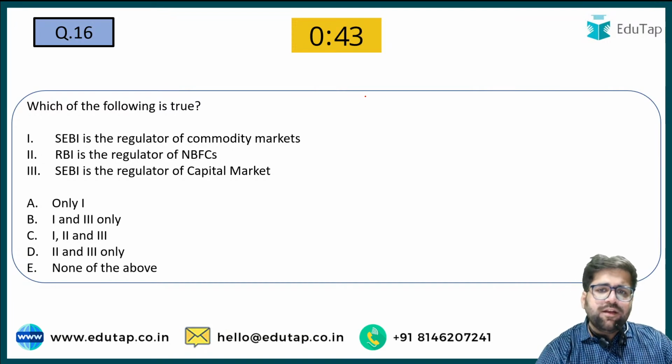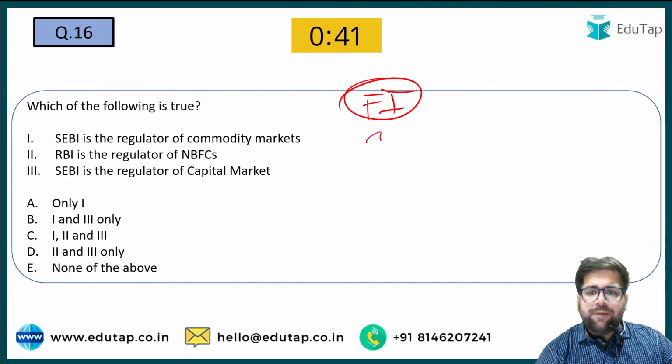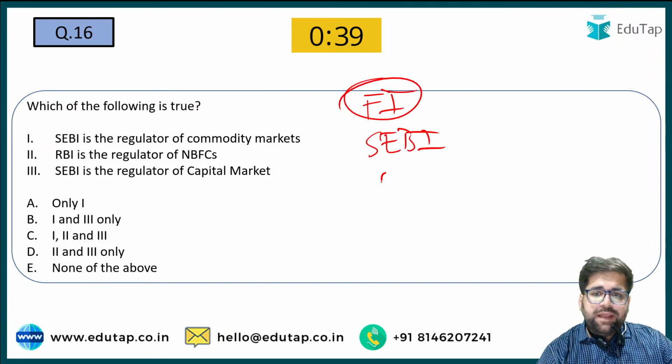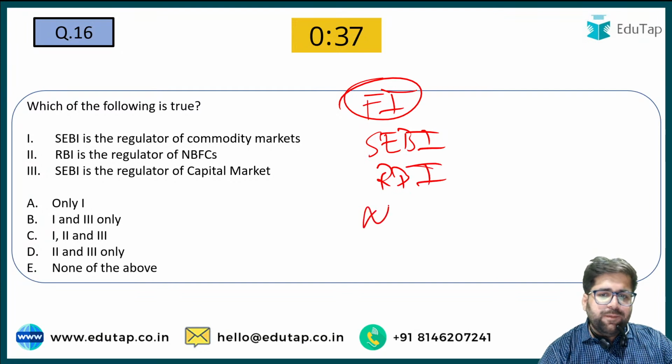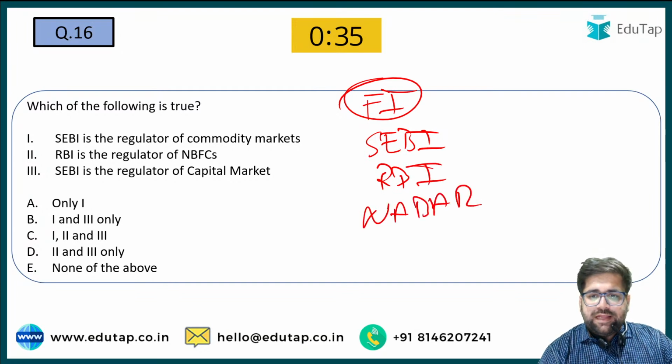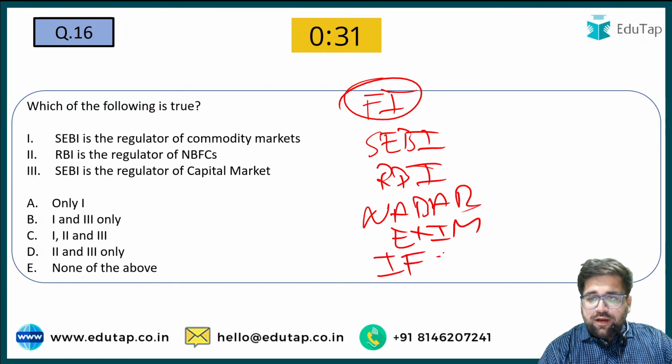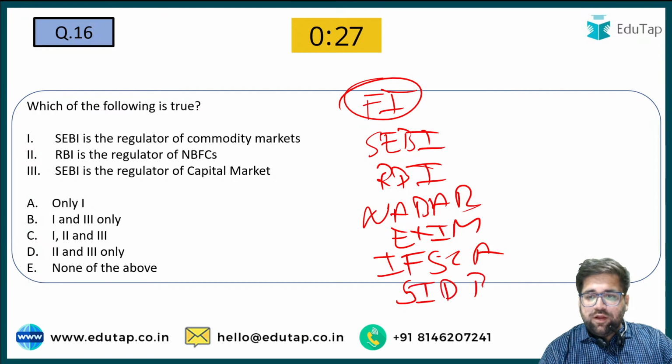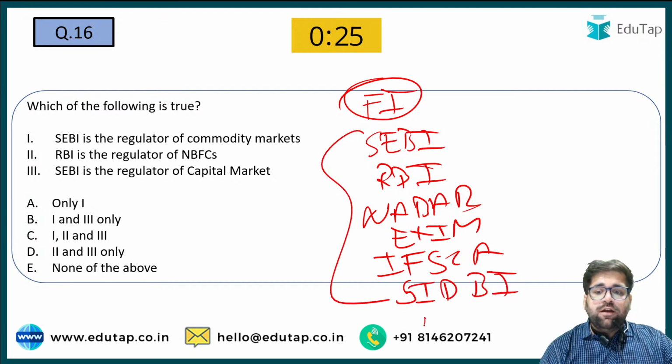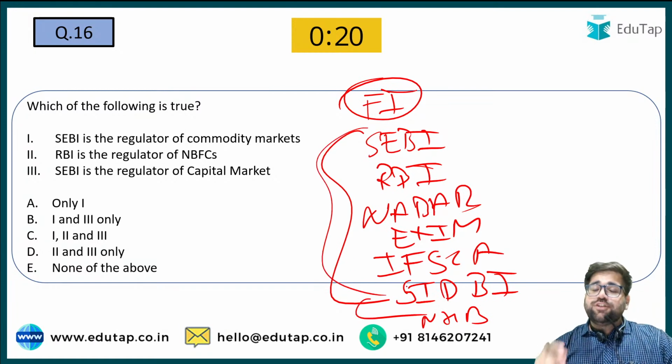Again, if you are reading financial institutions, for example, SEBI, RBI, NABARD, EXIM, IFSCA, SIDBI, NHB, all these are very important. All these are different financial institutions which are working in India.